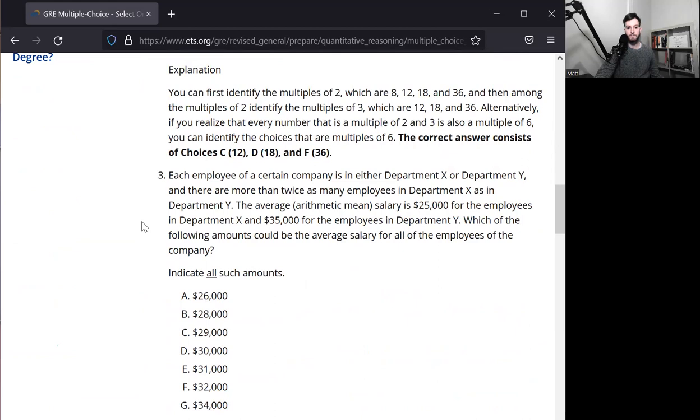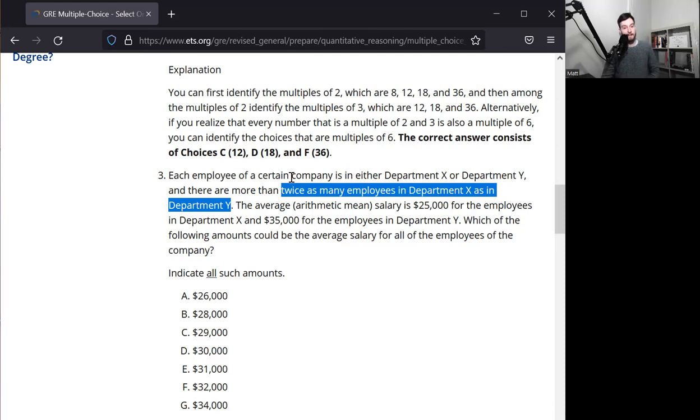We have a company. We have people being paid $25,000 a year, and we have people being paid $35,000 a year. Department X is the people with 25K, and Department Y is the people with 35K. They tell us that there are more than twice as many employees in X than Y. So there's definitely more in X, meaning there are more being paid less.